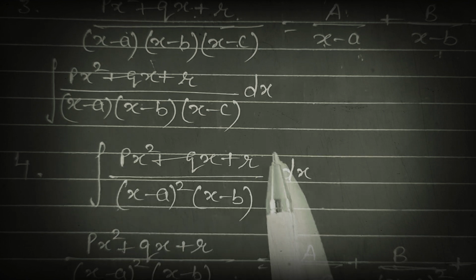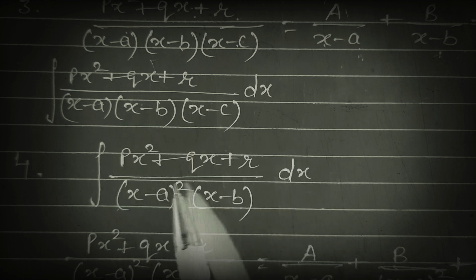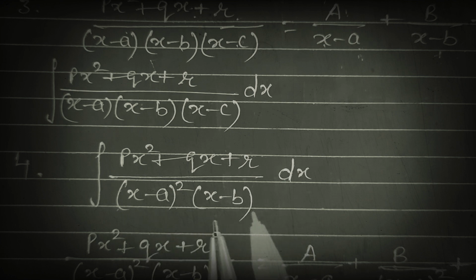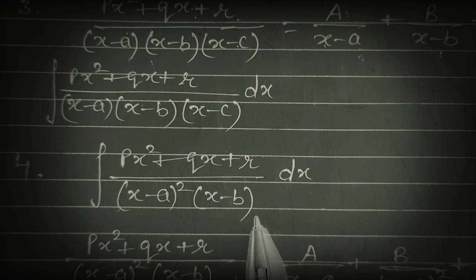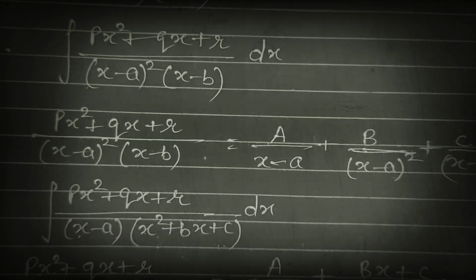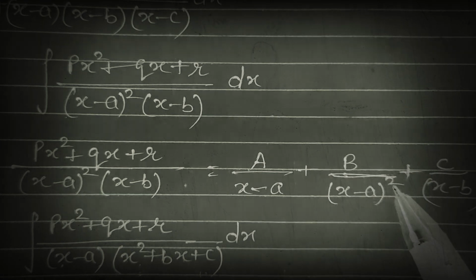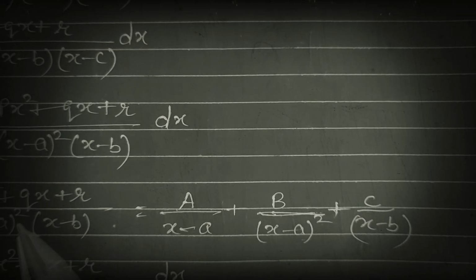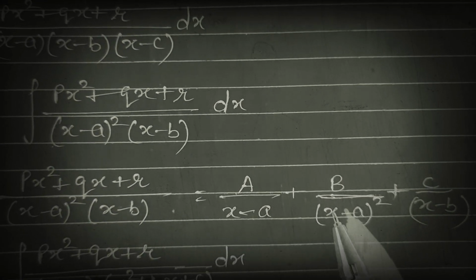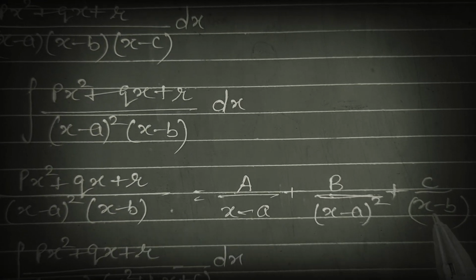If the numerator is in quadratic form or linear form or constant, and the denominator is x minus a whole square into x minus b, this is a cubic polynomial whose factors are, one factor in square form and the other this. So we can write it as a upon x minus a plus b upon x minus a whole square plus c upon x minus b. Here it is square, so we write firstly single and then square and then x minus b.